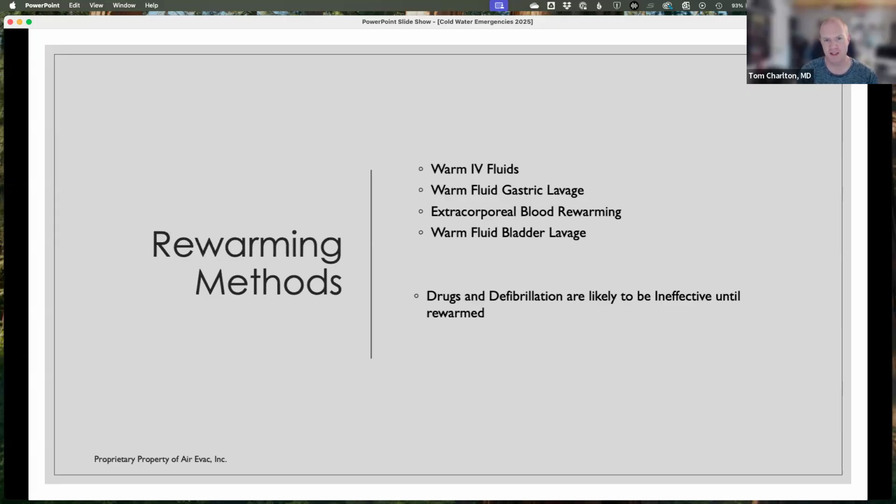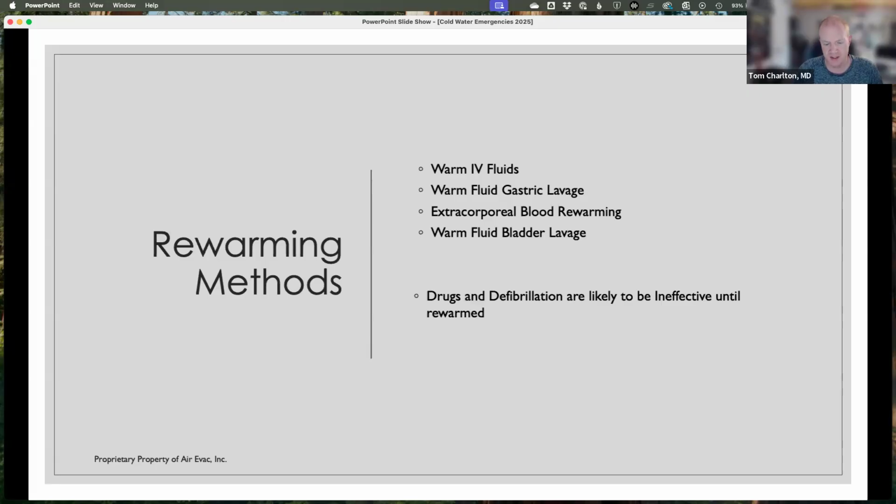When we get them to the hospital, we can begin doing additional active rewarming with gastric lavage, where we put a tube down into their stomach and flow warm water down and suck the cold water back out and keep repeating that process. We can do the same thing with their bladder. We'll put a catheter in and fill their bladder up with warm water and then pull out the cold water and continue to do that.